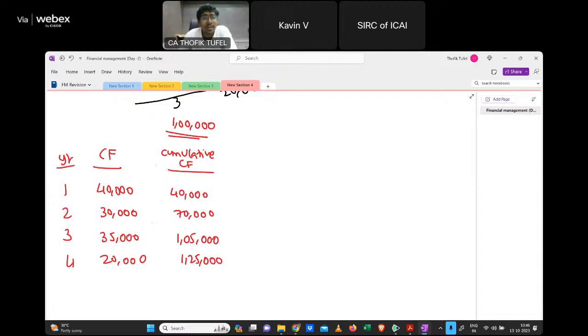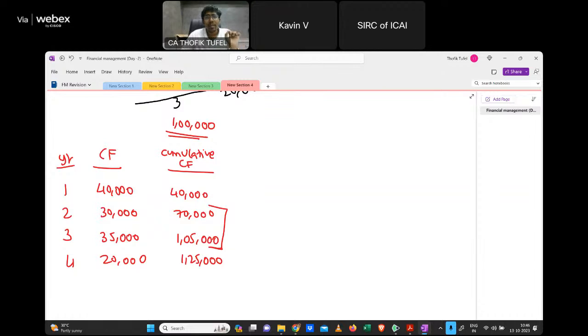Now if you see, in the third year I recovered. I wanted to recover 1 lakh, but I recovered 1 lakh 5,000 rupees. Now how should we calculate the payback period? 2 years is good. It is somewhere in between 2 and 3. 1 lakh is somewhere in between 2 and 3. This is what you understood.